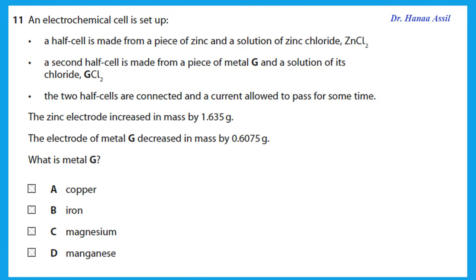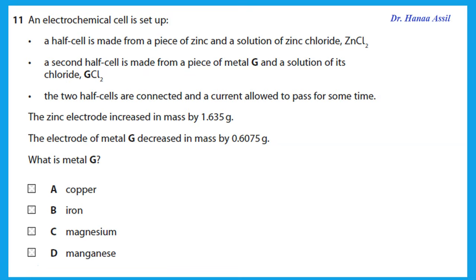An electrochemical cell is set up. Half cell is made from a piece of zinc and a solution of zinc chloride. The second half cell is made from a piece of metal G and a solution of its chloride, GCl2. The two half cells are connected and a current allowed to pass. The zinc electrode increased by 0.635 grams, and the electrode of metal G decreased in mass by 0.6075 grams, and we're asked what is G.